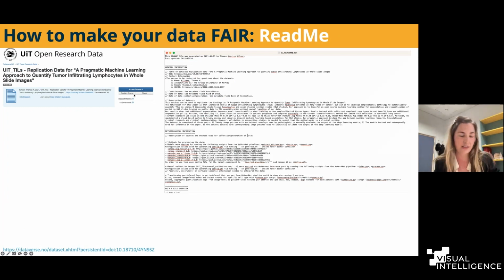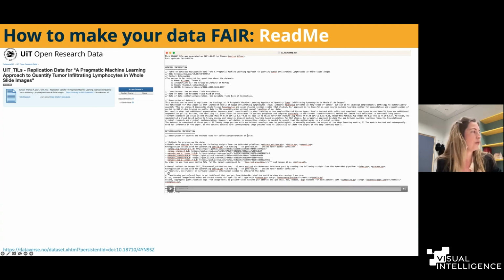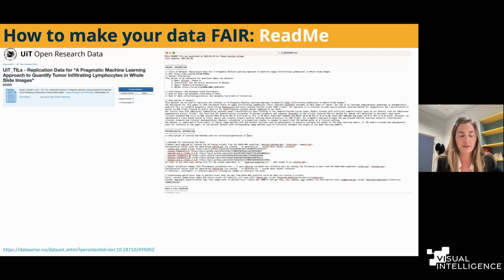I've taken a data set that was archived on DataverseNO, which is UiT's open repository, from a couple of years ago. On the left-hand side, you see the citation for the data set. And on the right-hand side, I'm just going to play a video that shows you the README file for this particular data set. And this is an extremely detailed README file, so there's a lot of information here.